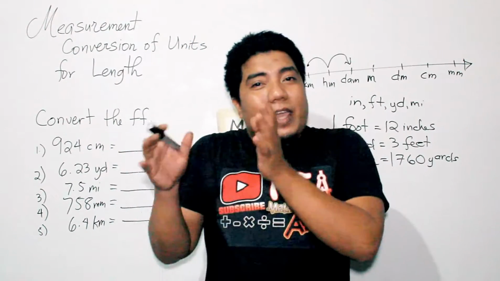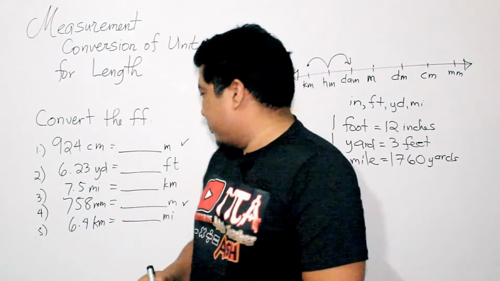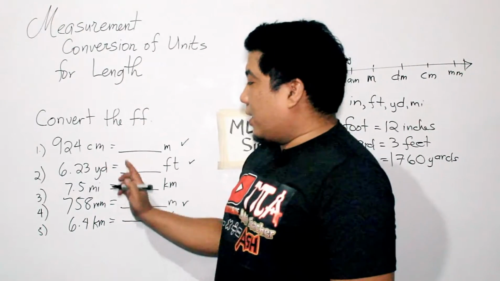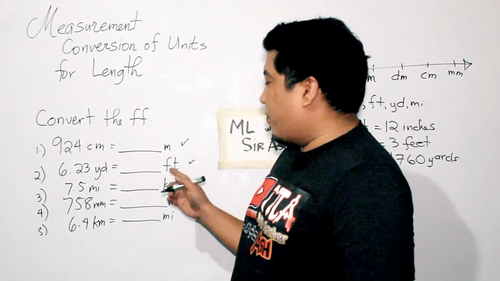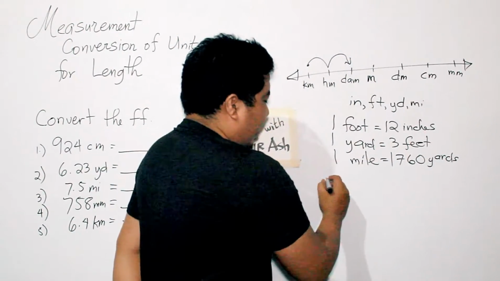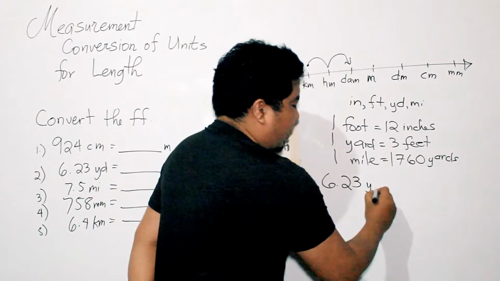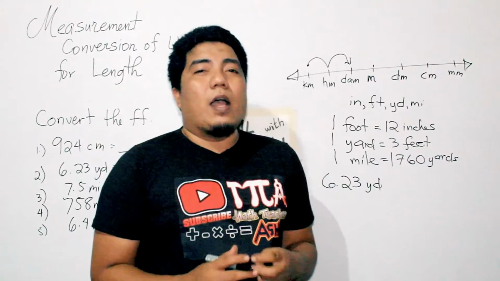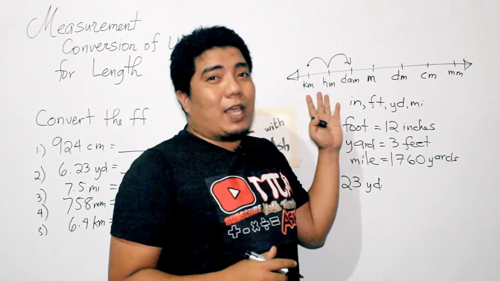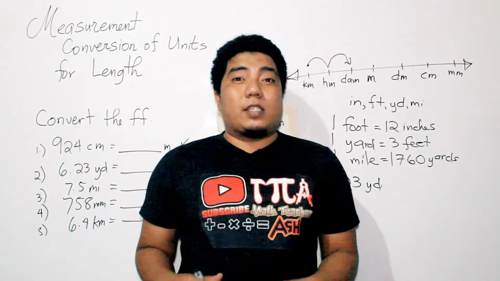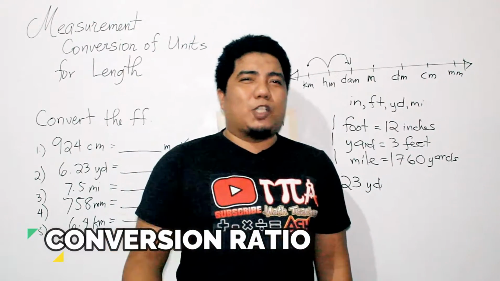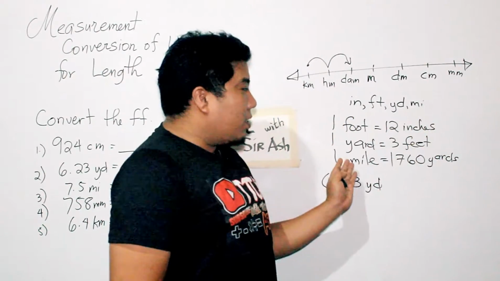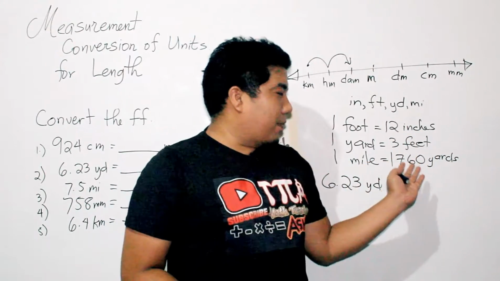Now, let's try to solve English system to English system. We have here yard to feet. That is 6.23 yards. What is the equivalent in feet? How do we solve this one? Do we use the conversion line? No, we don't use it. What we will use is the conversion ratio. Since this is an equivalent, 1 foot is to 12 inches, 1 yard is to 3 feet, 1 mile is to 1760 yards.